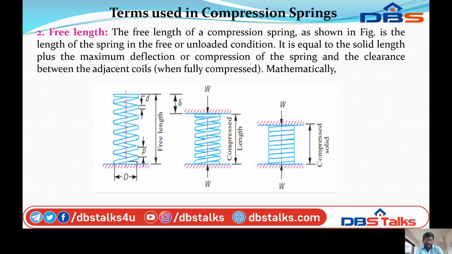So you can see the figure. This is the diameter of the spring, this is the pitch of the spring and the small diameter of the spring. So this is the free length. When compression is applied, this is the compression spring when a load is applied at top and bottom. So the spring will be compressed, so the length is the compressed length. And finally the compression is completed, the spring will be in solid compressed mode. Compressed solid means there is no gap between the coils from top to bottom.